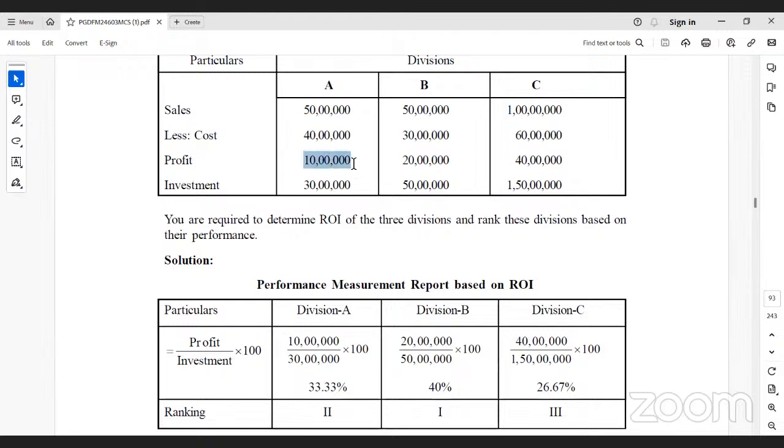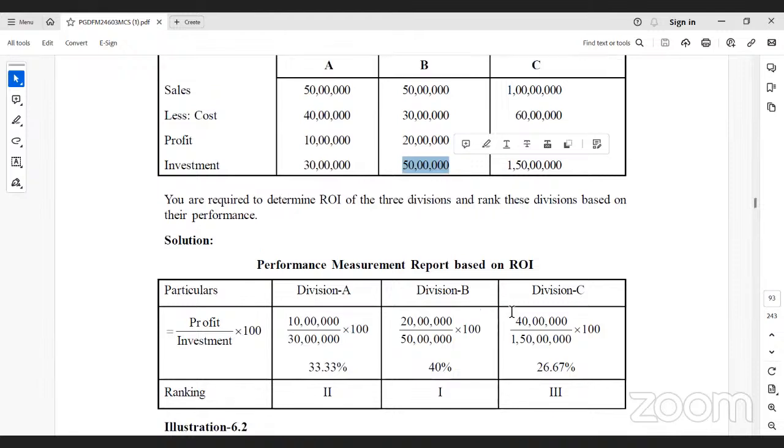So 10 lakh rupees divided by 30 lakh rupees, right? For division A, 10 lakh rupees operating profit divided by this investment gives 33.33%. And for division B, it is 20 lakh rupees profit on an investment of 50 lakh rupees. It is 40% return on investment.